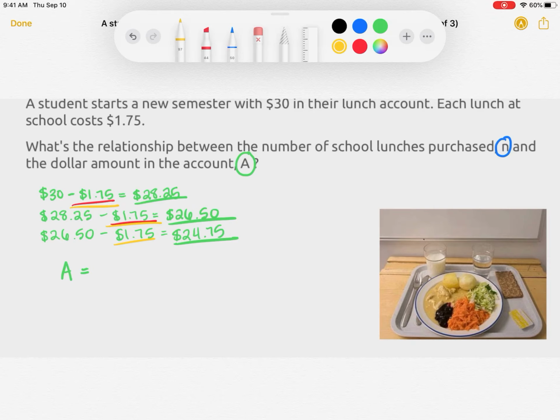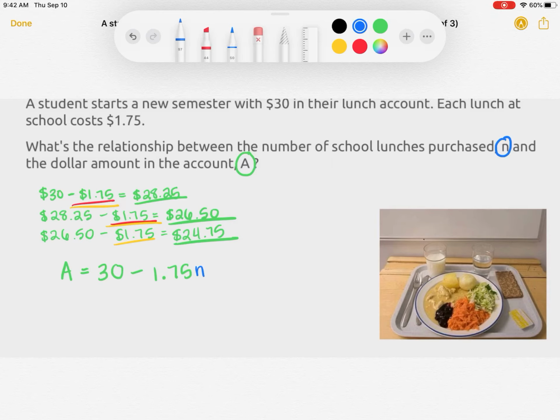So since they had started with $30 at the beginning, the number of times we subtract $1.75 is the same as the number of lunches they've bought. When they've only bought one lunch, you only have to subtract $1.75 one time. When you buy the second lunch, you still keep the subtraction from the first lunch and you do another subtraction. When you buy a third lunch, you keep the first two subtractions and subtract another time. So we can represent this by saying, okay, well, they started with $30, and then we need to subtract $1.75 times the number of lunches that they've bought, which is n.